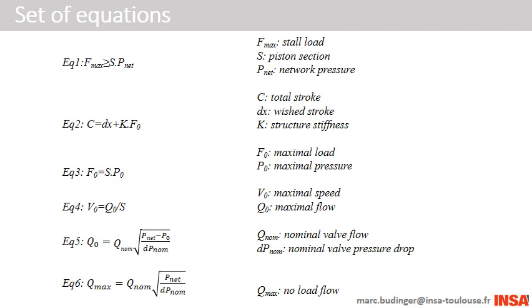The transformation from effort pressure to speed flow executed by the jack. Equation 5. The nominal flow of the servo valve is linked to the torque, pressure or flow, at the operating point. Equation 6. The maximum flow consumed is obtained when there is no effort exerted on the jack.